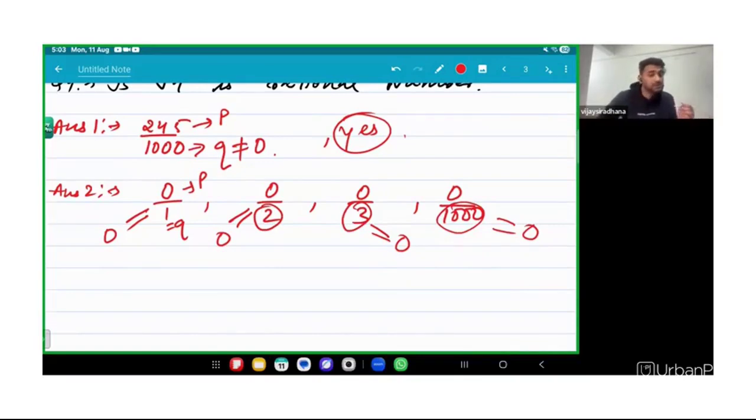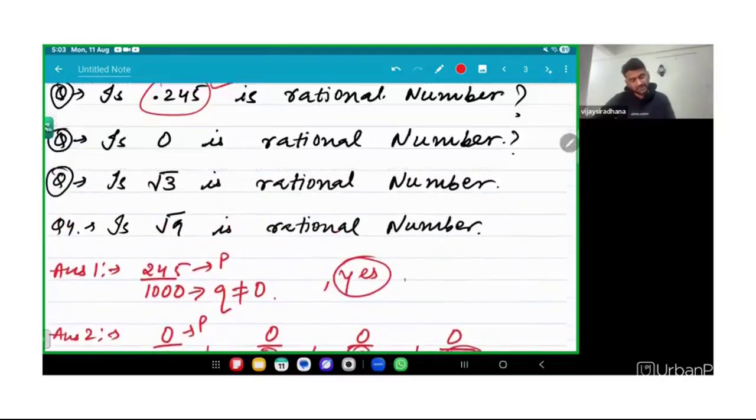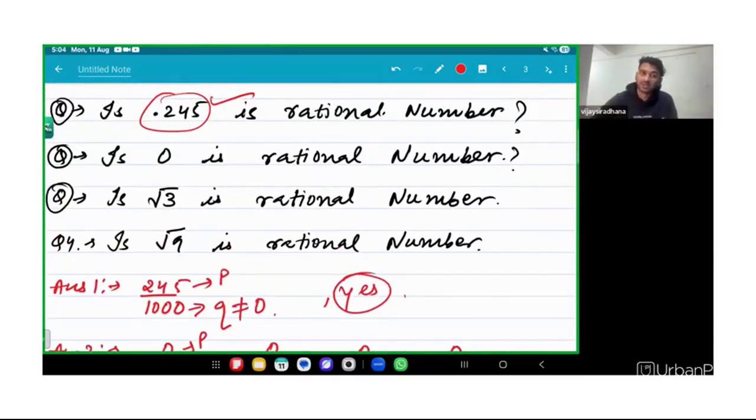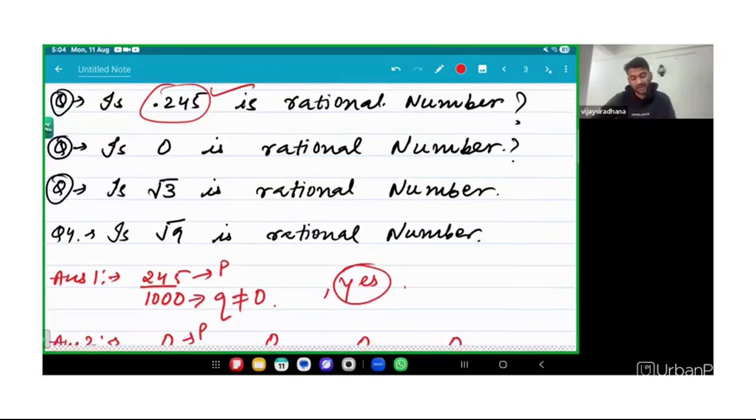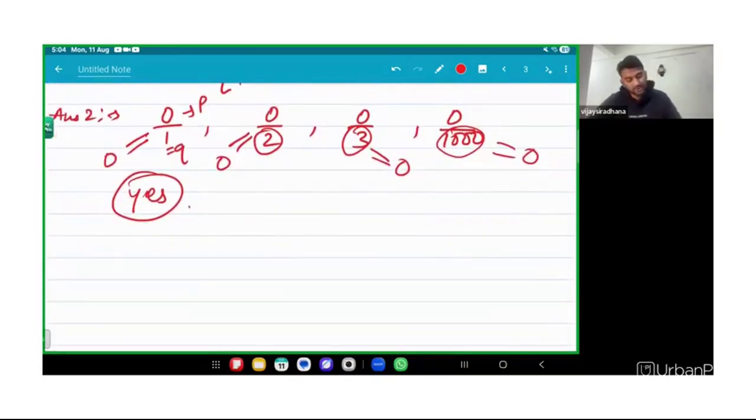We are just putting 0 in the numerator, not in the denominator. So in the denominator, 0 shouldn't be there, but in the numerator, 0 can be there. It's completely fine and it is nothing but a rational number. So, yes, it's a rational number. The next question is, is root 3 a rational number? So, the answer is no, it's not a rational number.